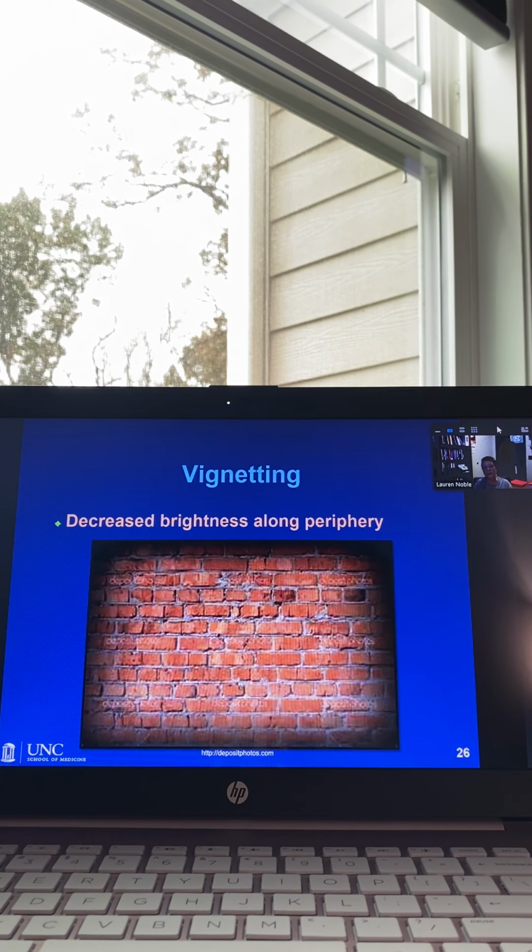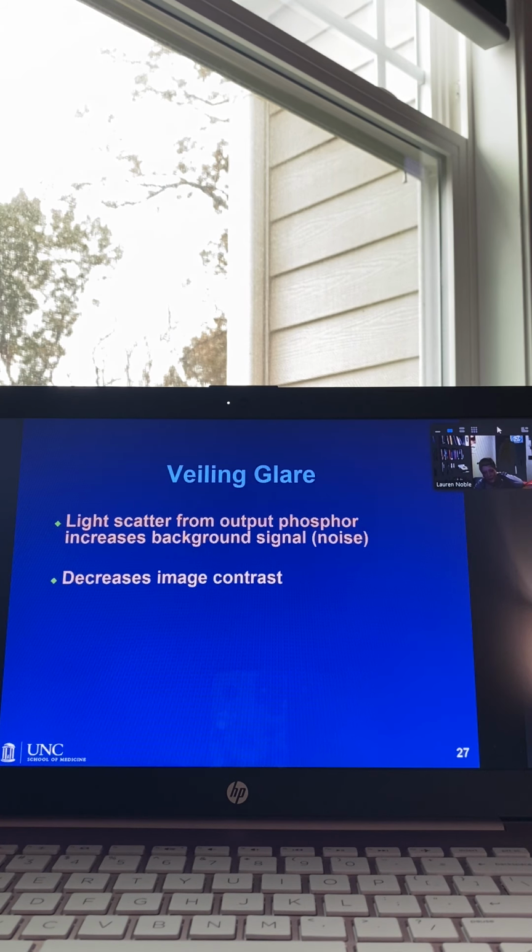So that's what vignetting is. It's just simply decreased brightness. Okay. And then the last thing that occurs when we use an image intensified system, because of the monitor that we use to display the image, we actually end up with a decrease in image contrast. And it's actually because of the light coming from the output phosphor.